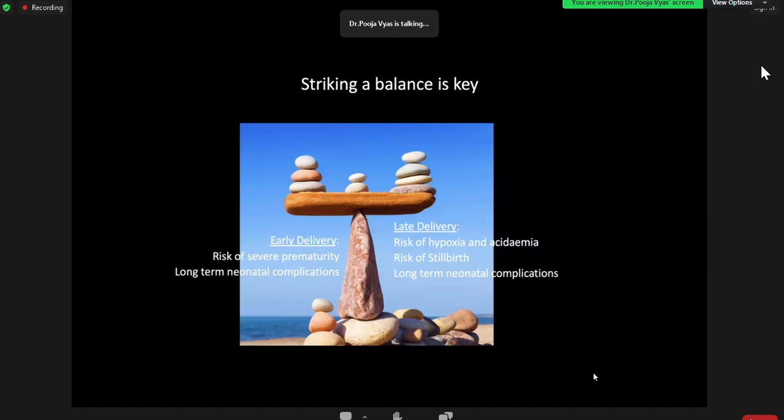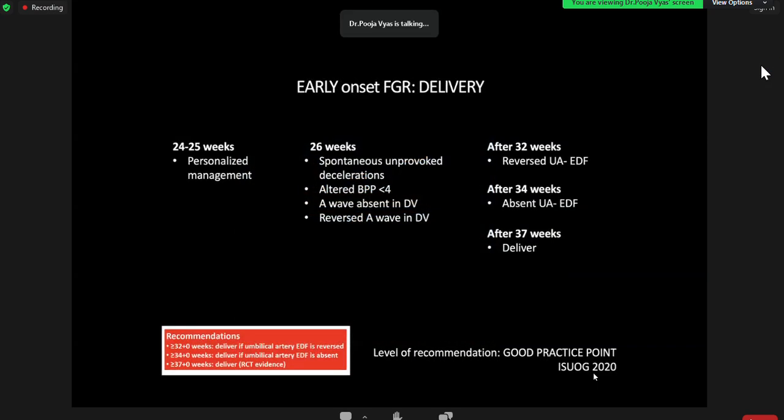However, striking a balance is the key. If we tell the patient to deliver early, seeing the Doppler changes, there is a high risk of severe prematurity and long-term neonatal complications. And if we ask them for a late delivery, there is a risk of hypoxia and acidemia, and there is risk of stillbirth along with long-term neonatal complications. So it is very important to strike a balance.